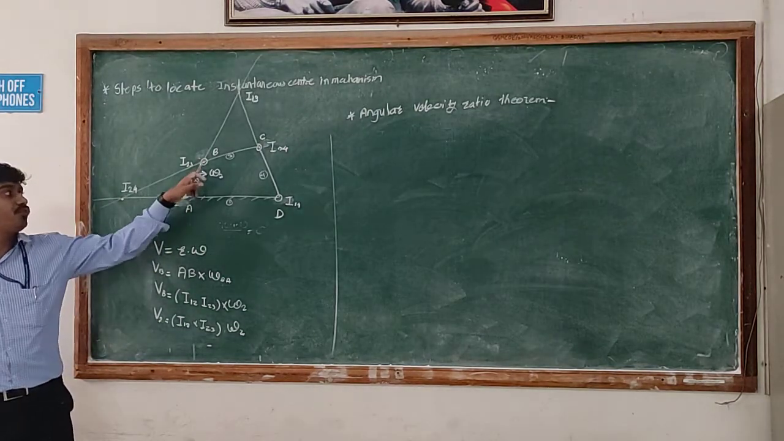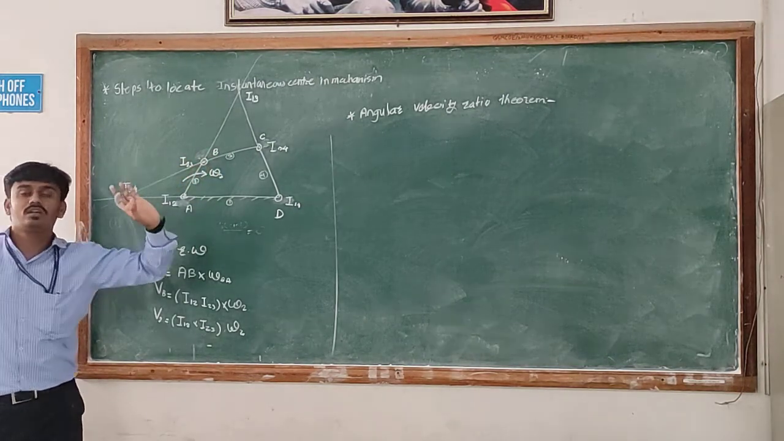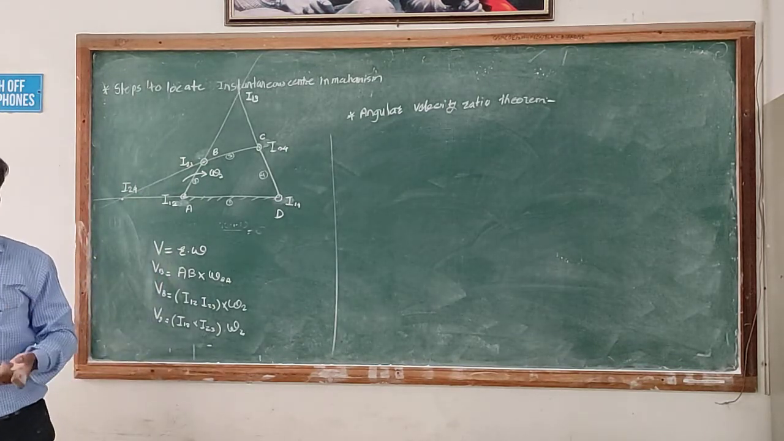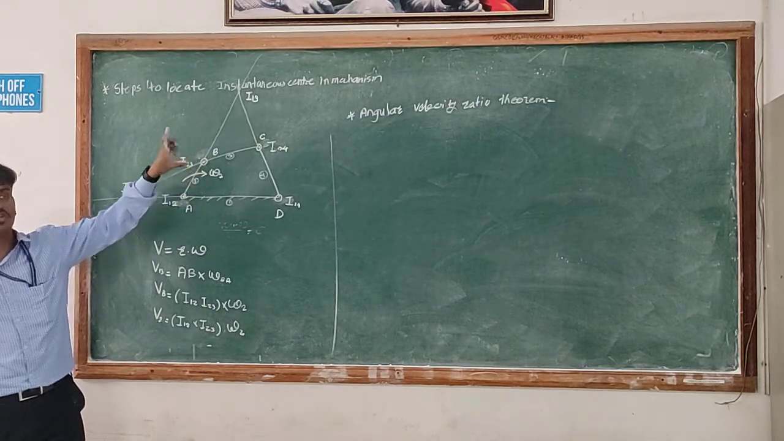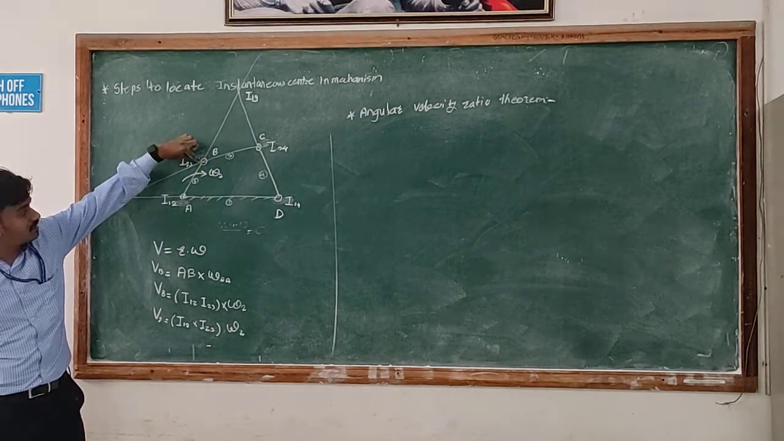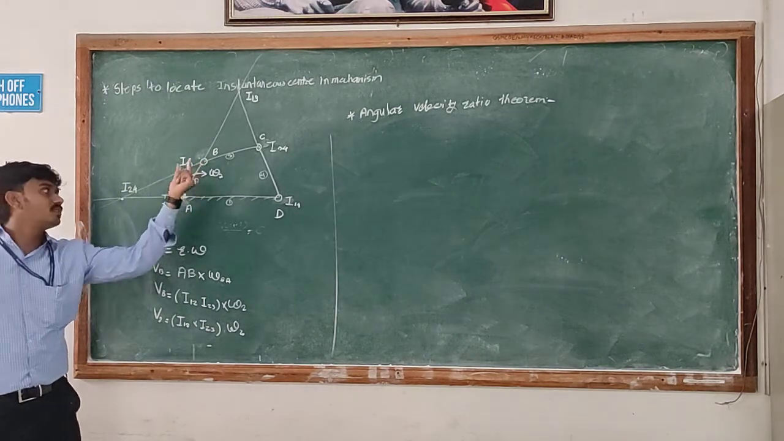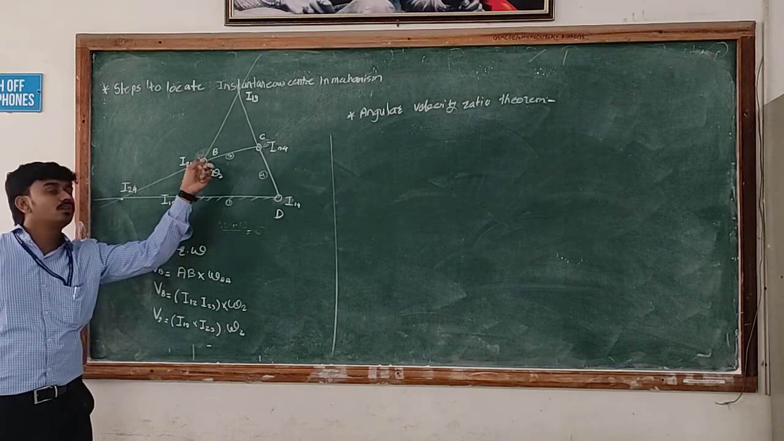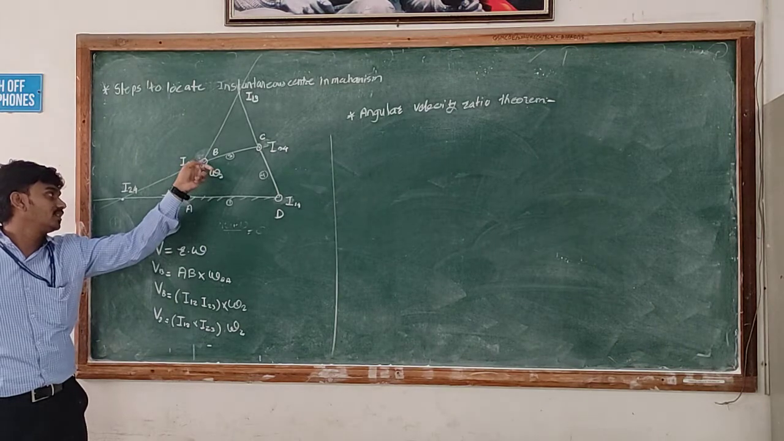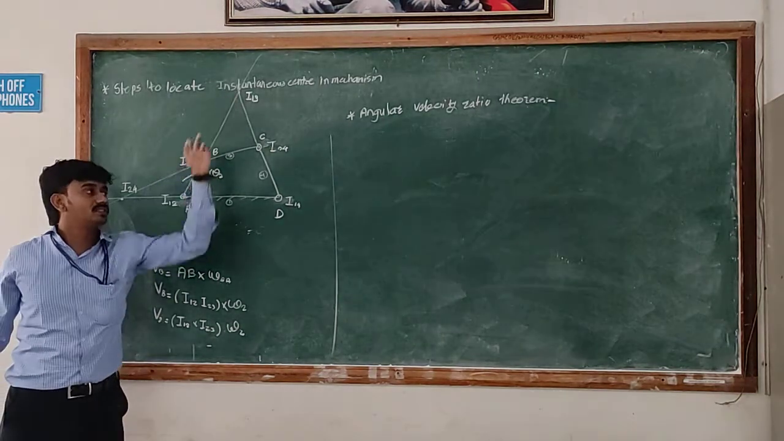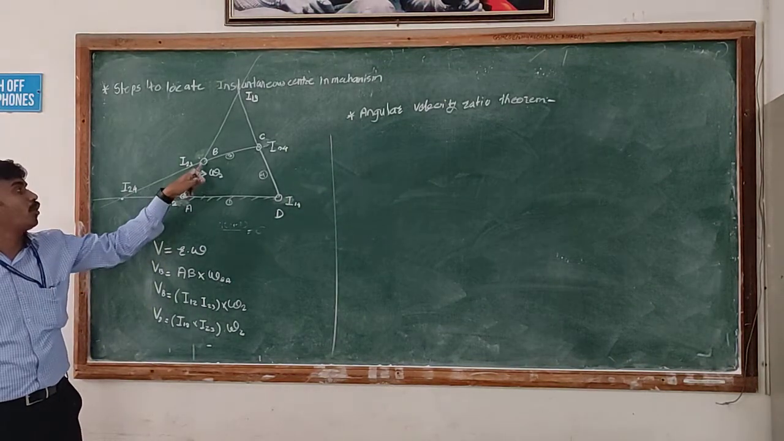Okay, it means if we want to find out the angular velocity ratio of link 2 and 3, it is inversely proportional to the distance from this common instantaneous center, and up to which distance? From this center to the center about which the link will rotate.